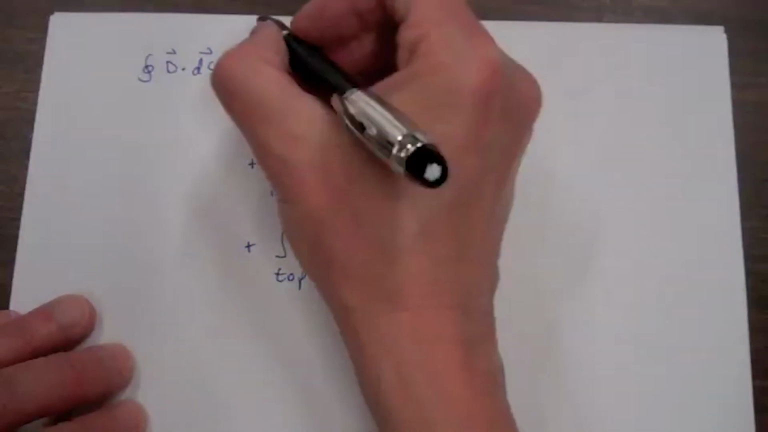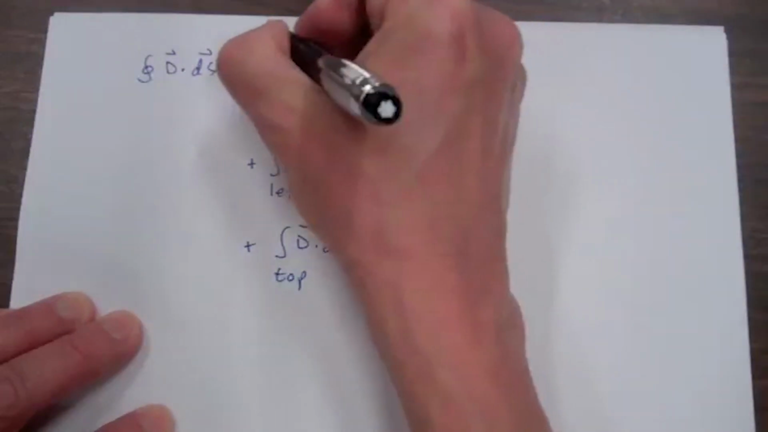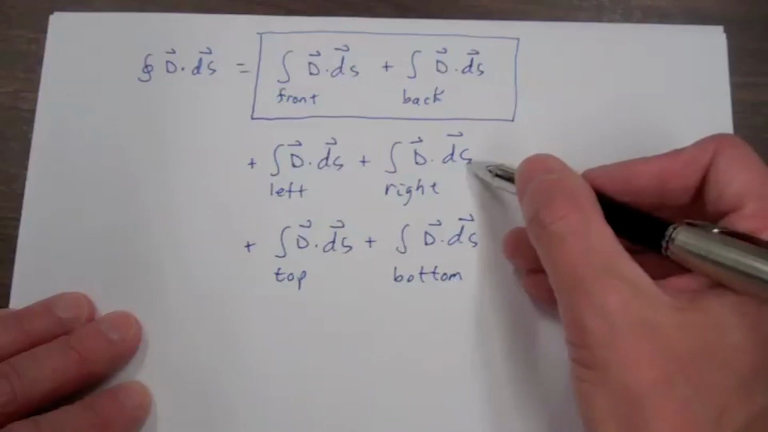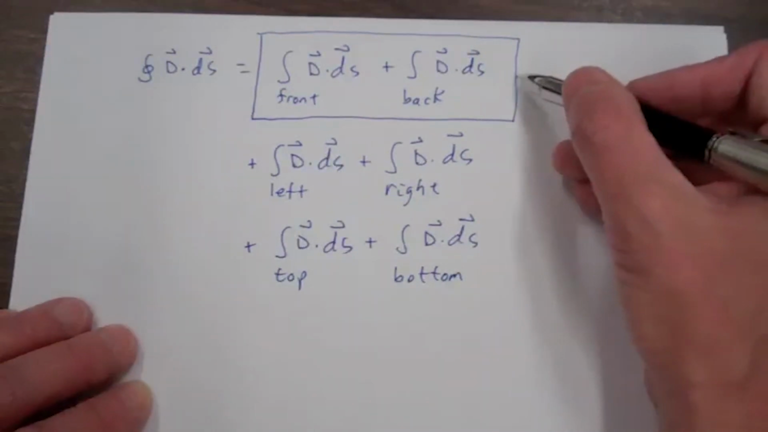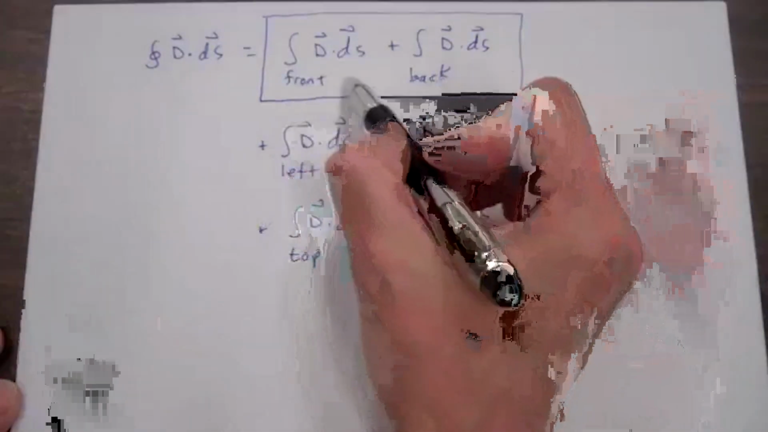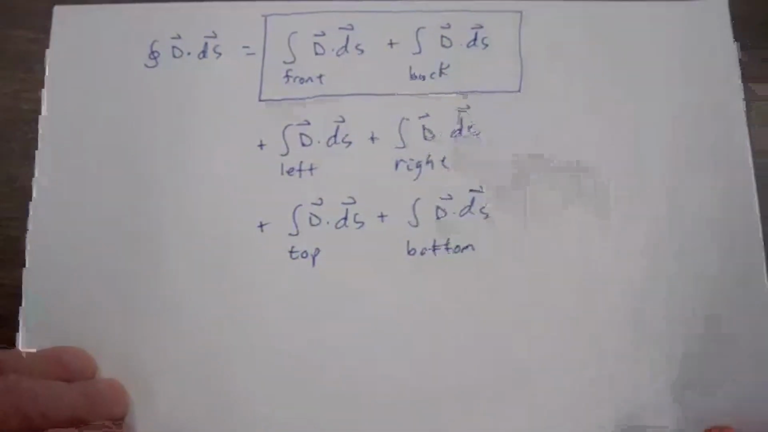So what we're going to do is first determine the sum of the front and back face integrals, and we'll see then we can infer the second and third lines here from our result for the first line. So let's look at the integral of D dot dS on the front face first.